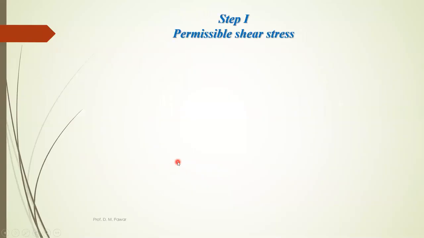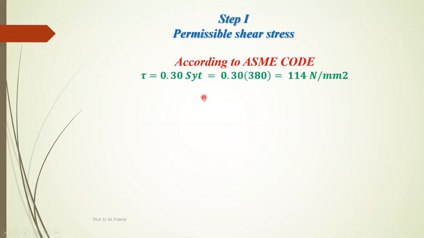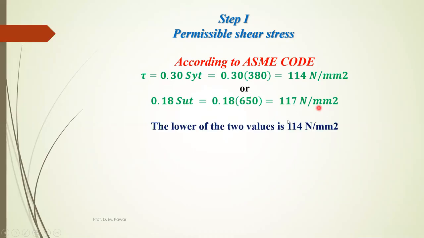In the first step, it is required to find out the permissible shear stress. According to ASME code, the permissible shear stress is 0.3 SYT or 0.18 SUT, whichever is minimum between them. So by putting SYT and SUT values, I will get those two values. 0.3 SYT is 114 Newton per mm square, and 0.18 SUT is 117 Newton per mm square. So the lower value of the two is 114 Newton per mm square.